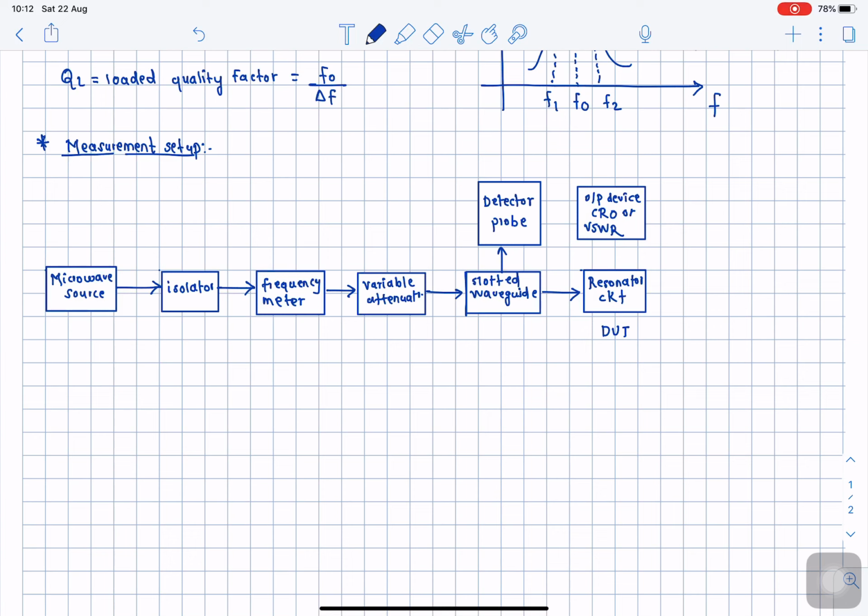And finally, this detector is connected to the output device, where we can either make use of a CRO or the VSWR meter. Okay, so this is a typical measurement setup procedure in order to facilitate the measurement of the quality factor, right? So here, first of all, we will establish the measurement procedure for the quality factor, right?